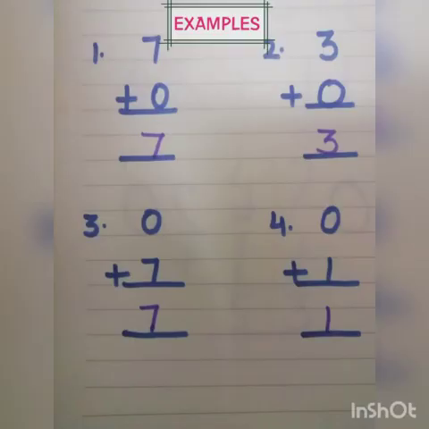Now let's do addition in vertical order using 0. First question, we have 7 plus 0. The answer will be 7. Question number 2, 3 plus 0. The answer will be 3. Question number 3, 0 plus 7, the answer will be 7. Even if we write 0 above and any number below, the answer won't change. Question number 4, 0 plus 1, that is 1.